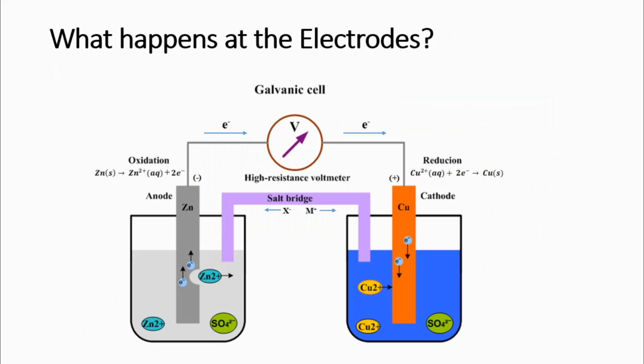Now, what happens at the electrodes? And this is quite interesting. Let's say you have a piece of zinc metal, and if you think about what a piece of metal is, it is just a lattice of ions held together by a sea of delocalized electrons. So a piece of zinc metal is just a lattice of zinc ions arranged in an orderly fashion called a lattice, as mentioned, held together by a sea of delocalized electrons.